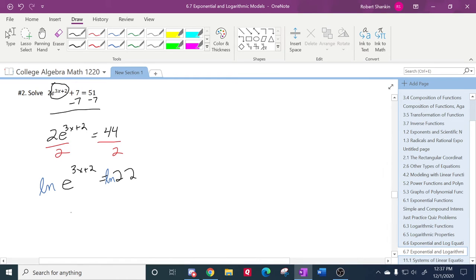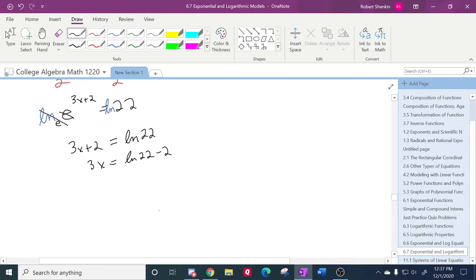Alright, so now what happens to ln e? The unwritten base down here is e, and it's asking e to what power is this, and it's 3x plus 2. Or another way to think of it is these kill each other off, the inverse functions. And subtract 2. Divide by 3.